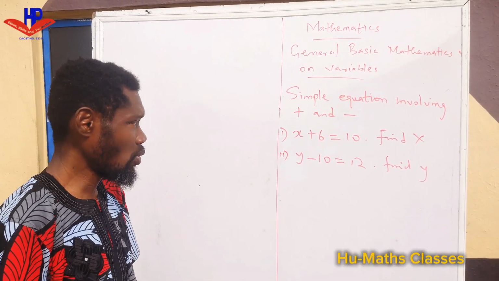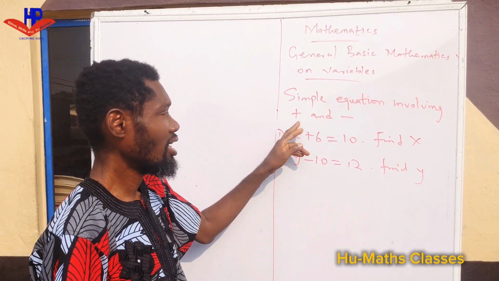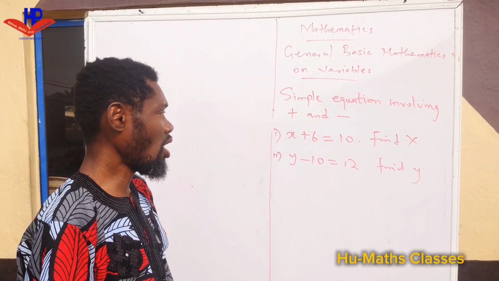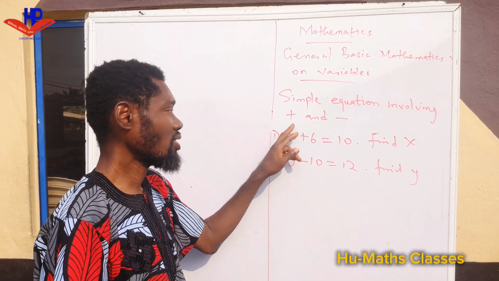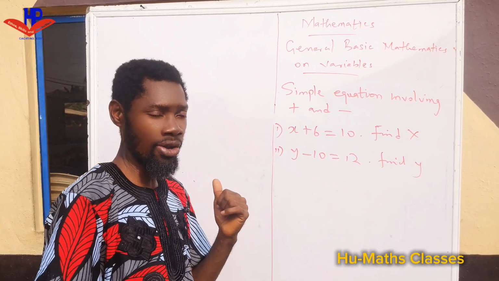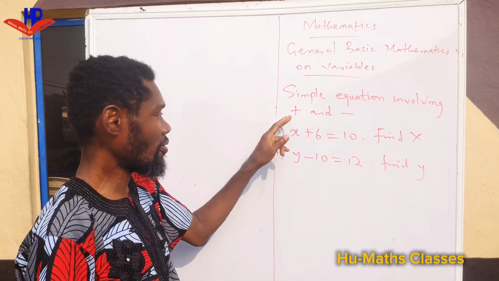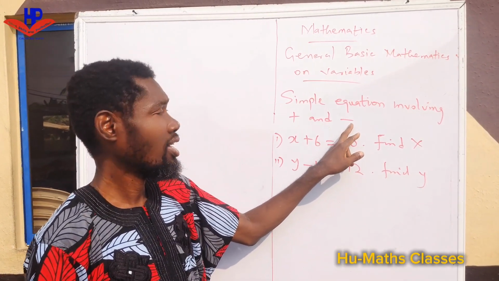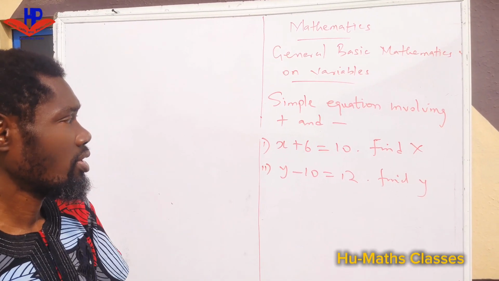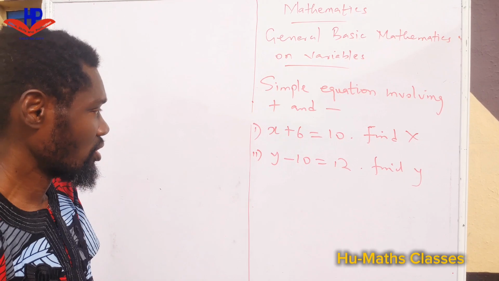Let's look at simple equations involving plus and minus. Simple equations involving the plus and the minus sign. Remember, in our basic operation science, I told you that the opposite of plus is minus and that of minus is plus. So let's solve simple equations that involve the usage of the plus and the minus.